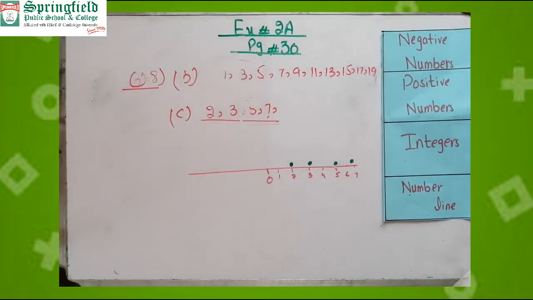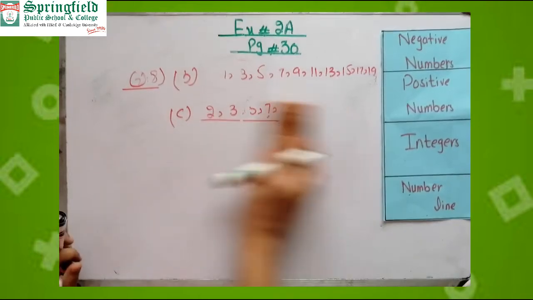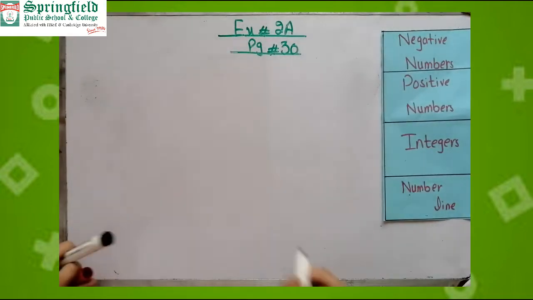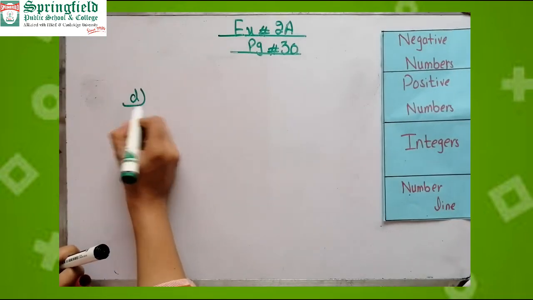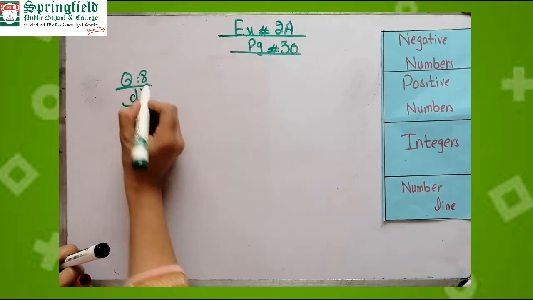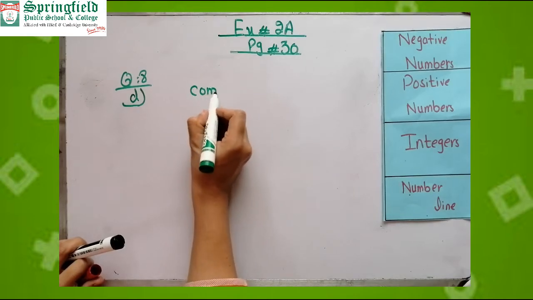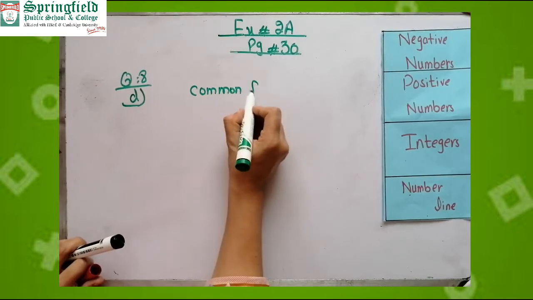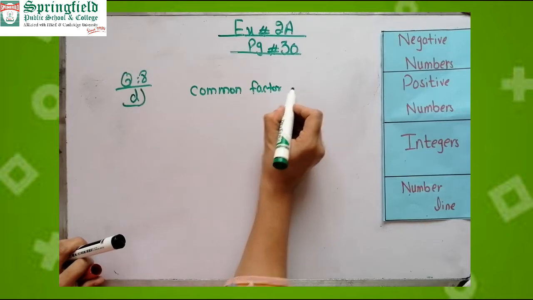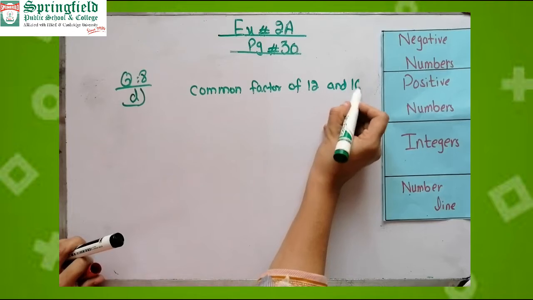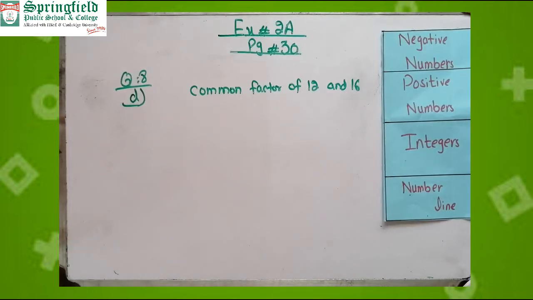Common factor of 12 and 16. Fine. It means first we will find the common factor and then we will represent it on the number line. Okay, the D part is question number 8, and the D part is the common factor of 12 and 16. So first we will find the common factor of 12 and 16.